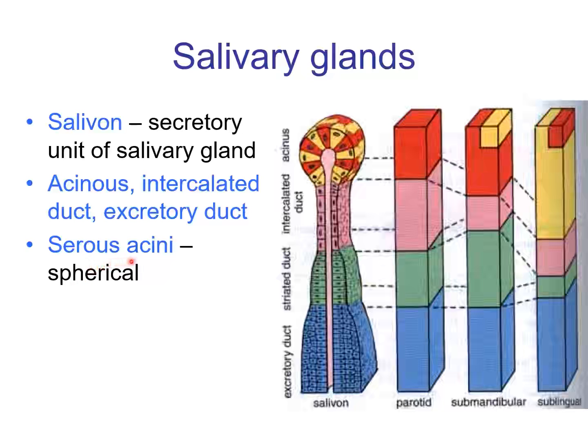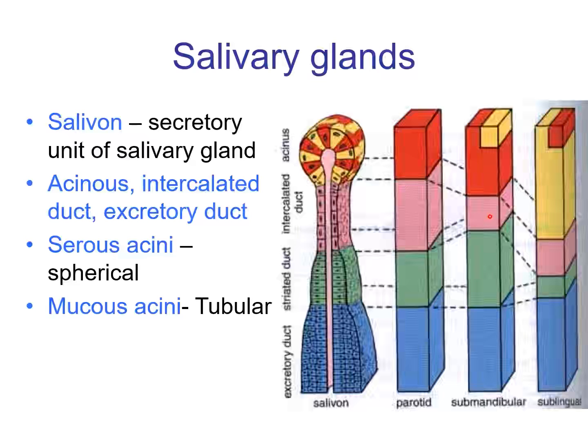The serous acini are spherical in shape and the mucous acini are tubular in shape. The ductular portion varies from gland to gland. In the serous gland, the intercalated duct is very long. The striated ducts are small and the excretory ducts are also long.